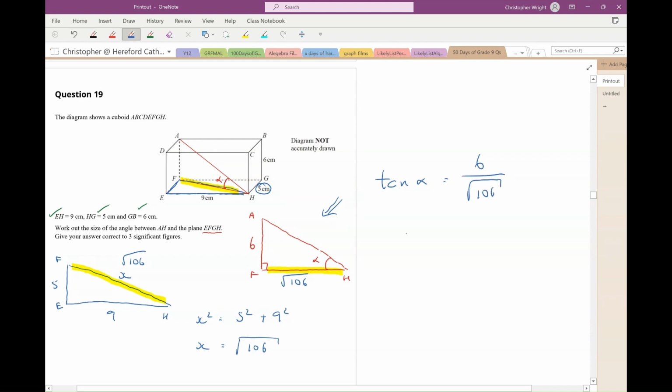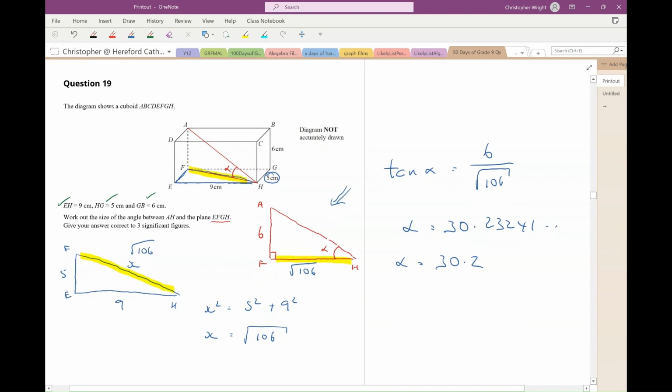Brilliant, I think I've got it now. So on my calculator, I'm going to go 6 divided by the square root of 106 equals, shift tan equals, to give me my answer for alpha. And on my calculator, I get 30.23241 and so on. And so to 3 significant figures, my answer is going to be that the angle is 30.2. And that is question 19 done.